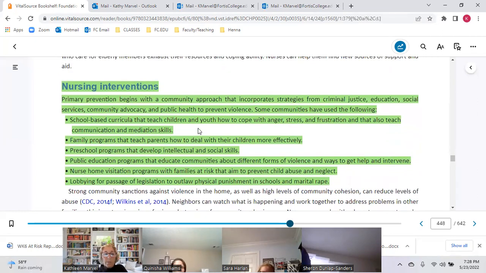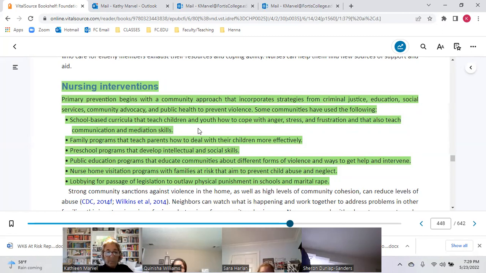So, nursing intervention. Primary prevention begins with a community approach that incorporates strategies from several different areas in the community. You're going to be looking at pulling in criminal justice personnel, education personnel, social services, community advocacy, and public health to prevent violence. Okay, your job is to pull everybody together. Here are some examples of what some communities have used with regards to primary prevention, when it comes to violence and abuse.